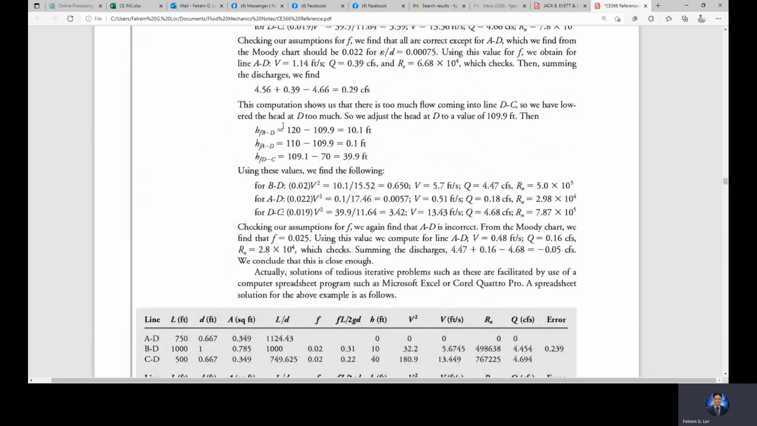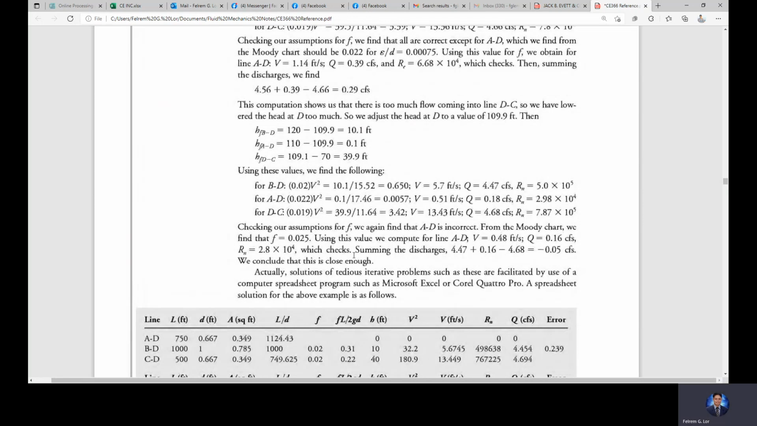And then it solves again. Based on what we discussed earlier: assume the value of f, then solve for v, then after solving for v, solve for the Reynolds number, then after solving the Reynolds number, plot it in the Moody diagram. Then after plotting, we can determine if your assumption for f is correct. If it is correct, use that value of f to solve for velocity. Then after solving the velocity, you can solve for Q. So it goes back and forth.